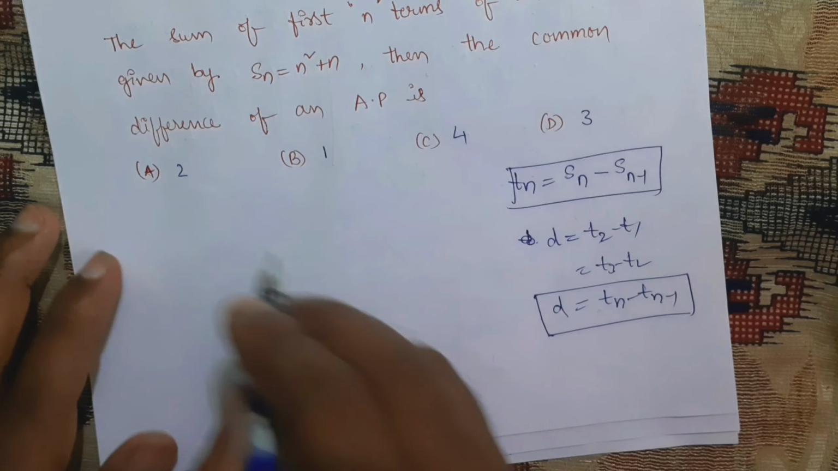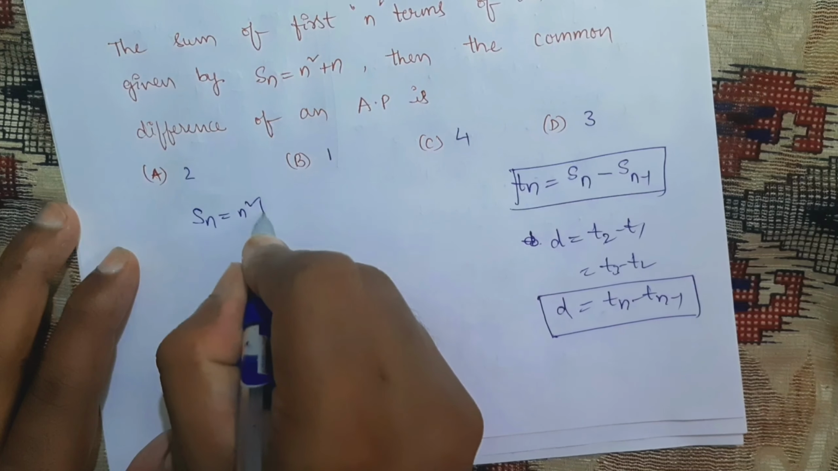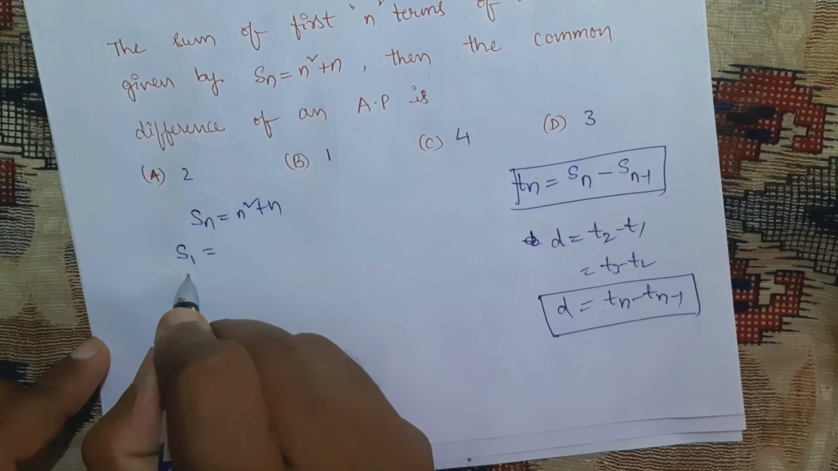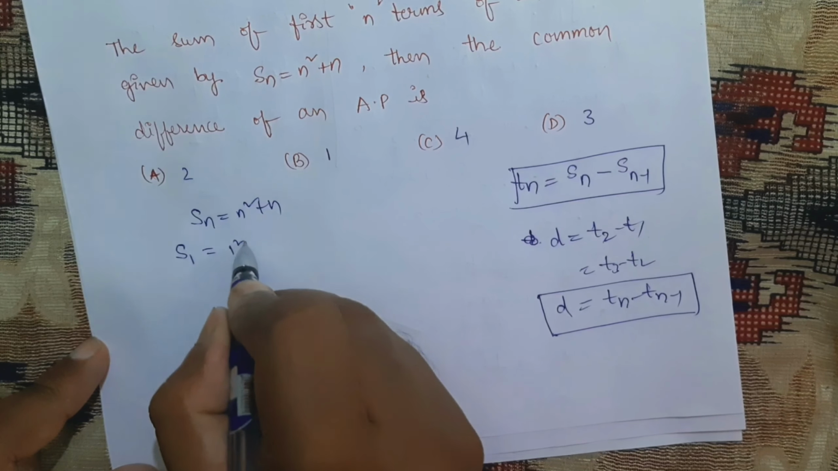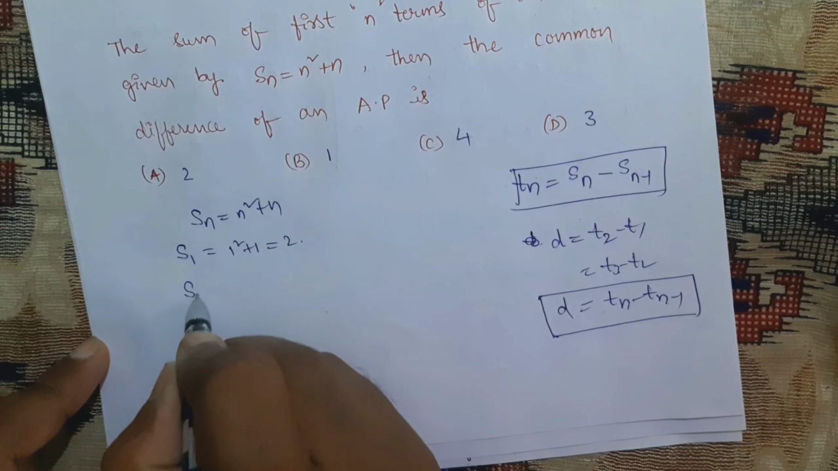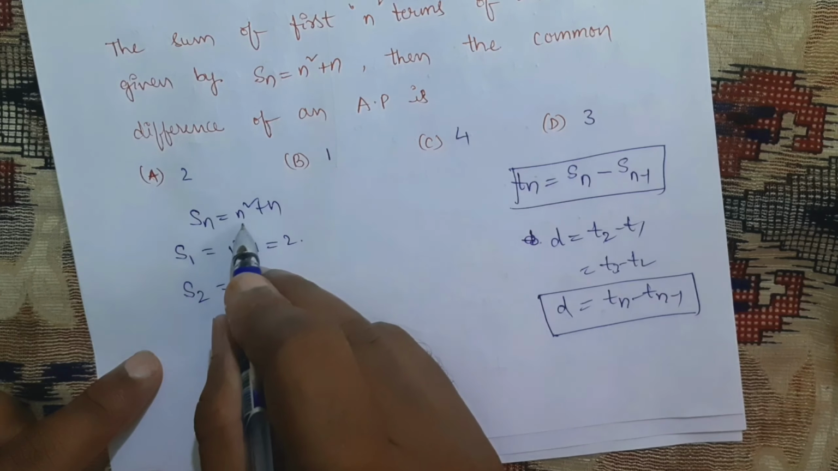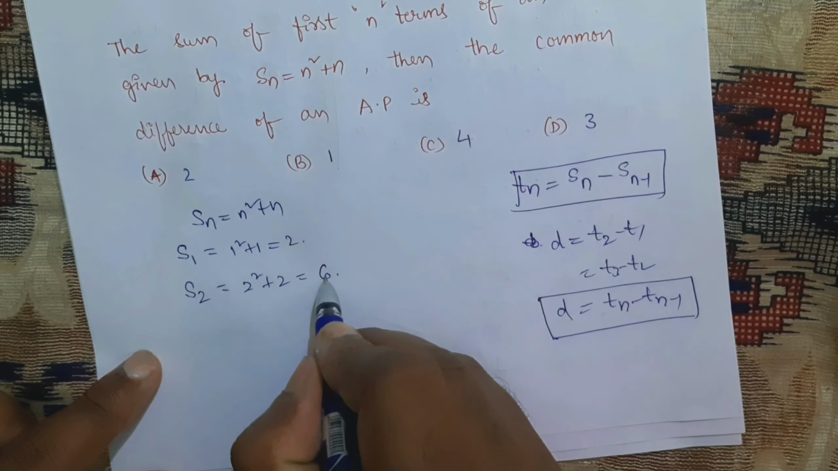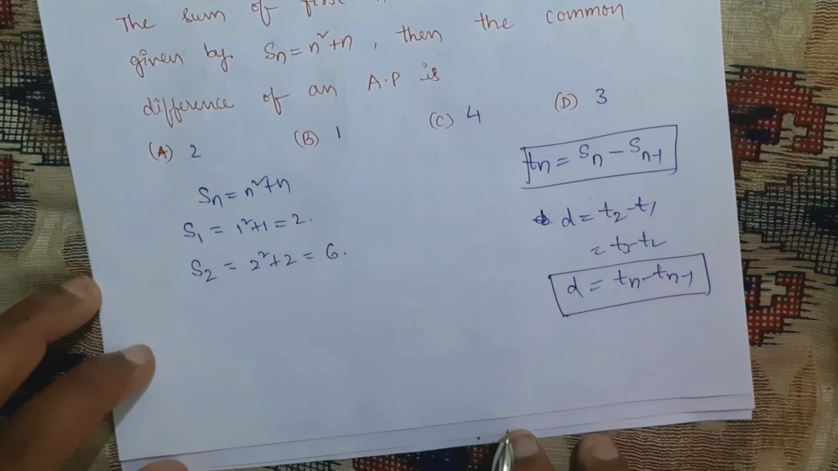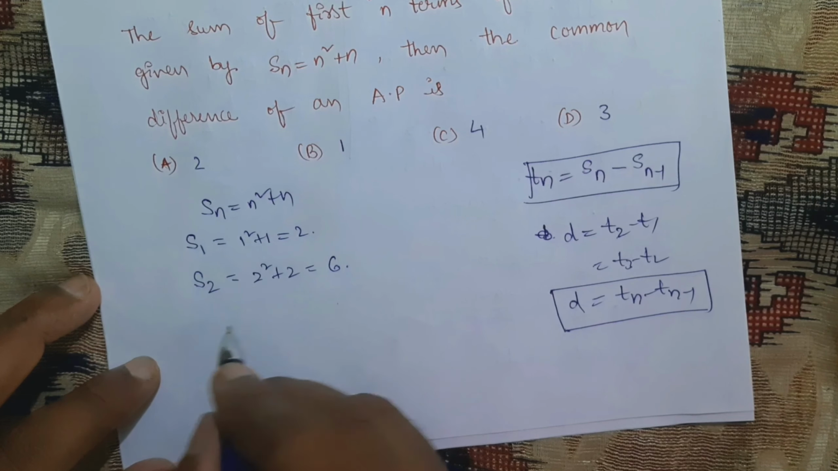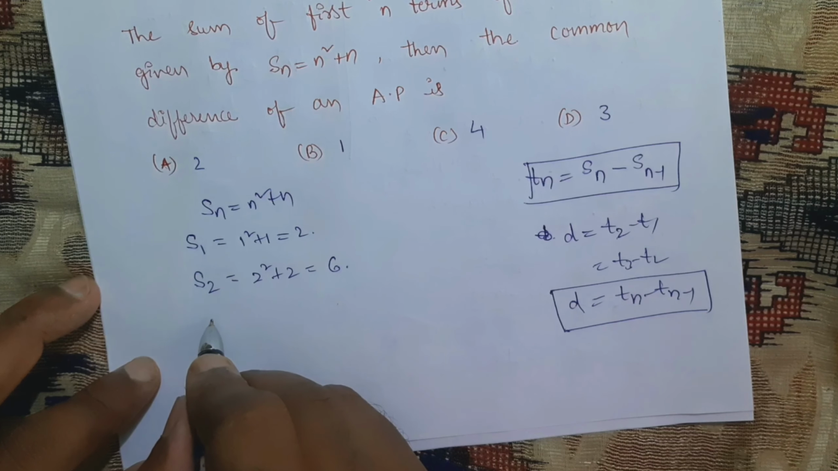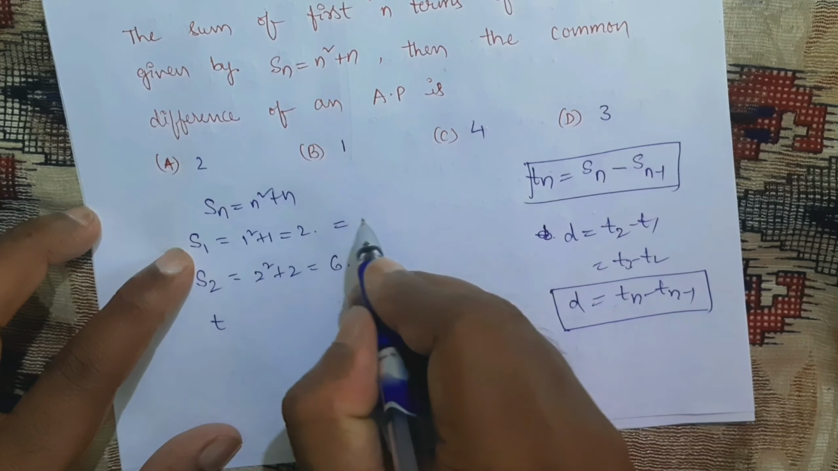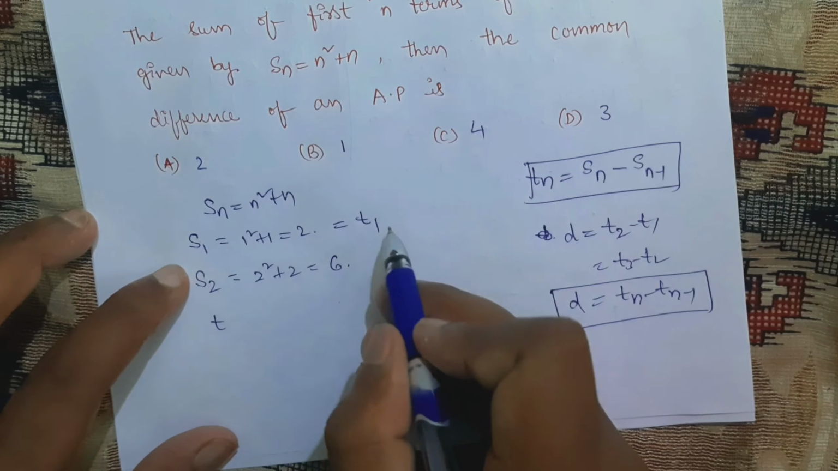Now by using the given Sn, what is the Sn given? N square plus n. So this is sum of all n terms. I will write sum of one term is nothing but 1 square plus 1, which is equal to 2. Sum of two terms, what is sum of two terms? 2 square plus 2, which is equal to 4 plus 2, 6. This is S2 and this is S1. Okay, we know that S1 is also equal to what? T1. S1 is also equal to T1.